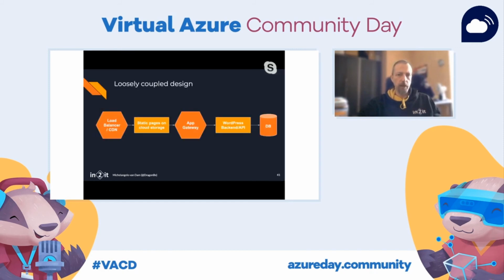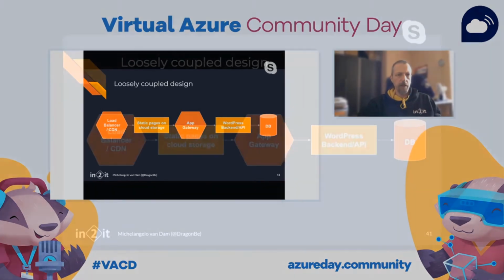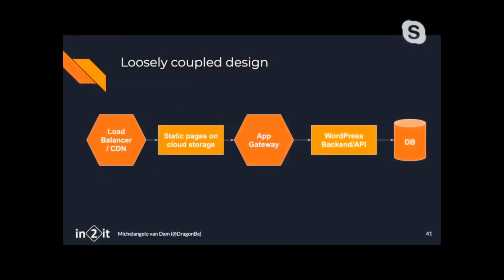So if I look at a loosely coupled design, I have a load balancer, and I have static websites that could be on a file system storage. I have my application gateway, which is like an API manager, and I have my WordPress backends and my database cluster. And all of a sudden, I now have more potential to scale it up or down in the front and not necessarily in the back.